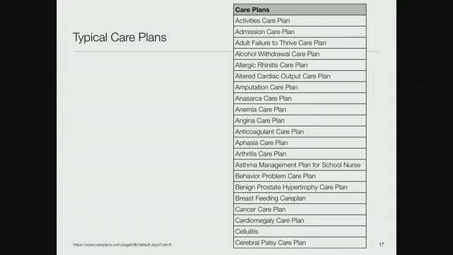So if you look at a website like this, there are sort of templated care plans for many, many conditions. You can see that I'm only up to C in an A to Z listing from this one website, and there are plenty of others. But you know, there's an admission care plan, adult failure to thrive, alcohol withdrawal, runny nose, altered cardiac output, amputation. I don't know what an anasarca is. Anemia, angina, anticoagulant care, et cetera. So there are tons of different conditions that different patients fall into, and this is a way of trying to list the template care plans.